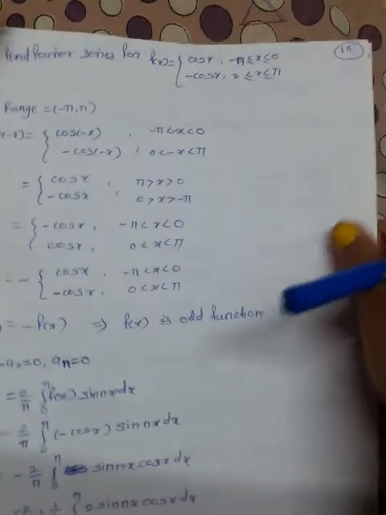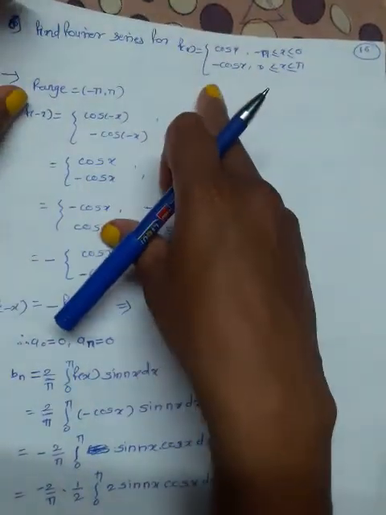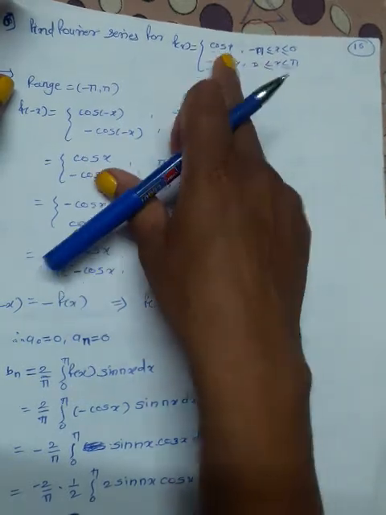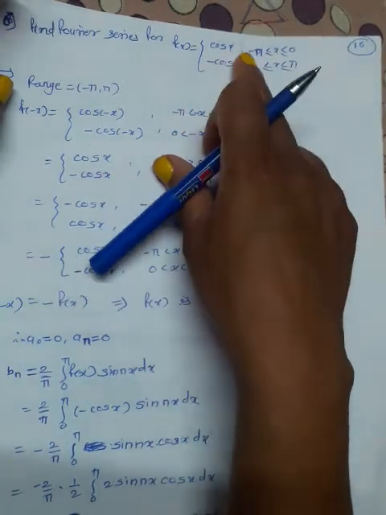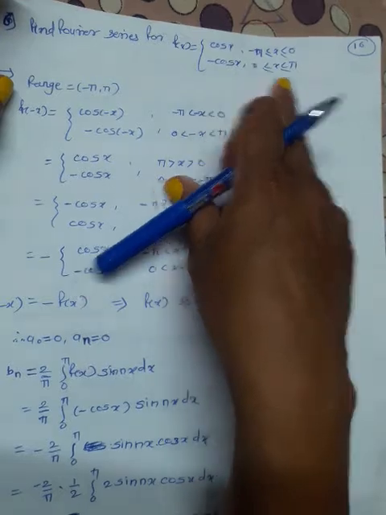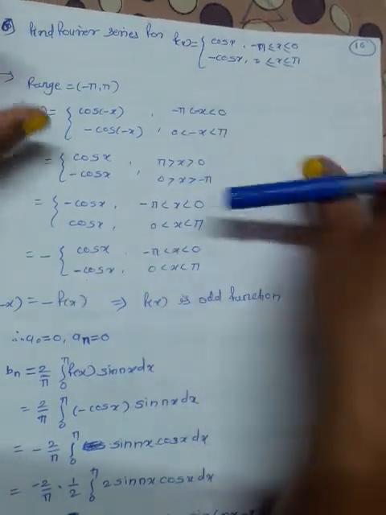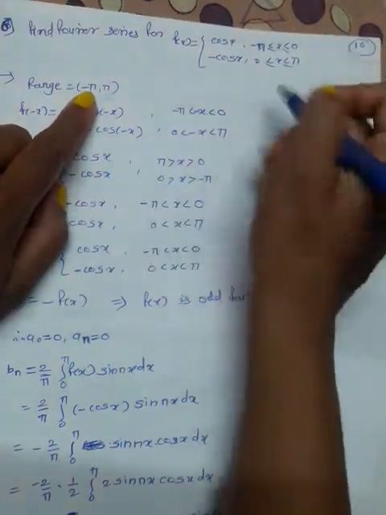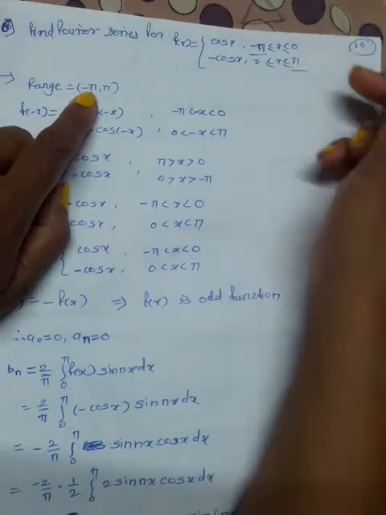Let us see the next example. Find the Fourier series for the function f of x is equal to this, again given in two functions, cos x and minus cos x. Minus pi to 0 is cos x, 0 to pi is minus cos x. Now the range is again the same, minus pi to pi. This is the lower limit of the range, this is the upper limit.